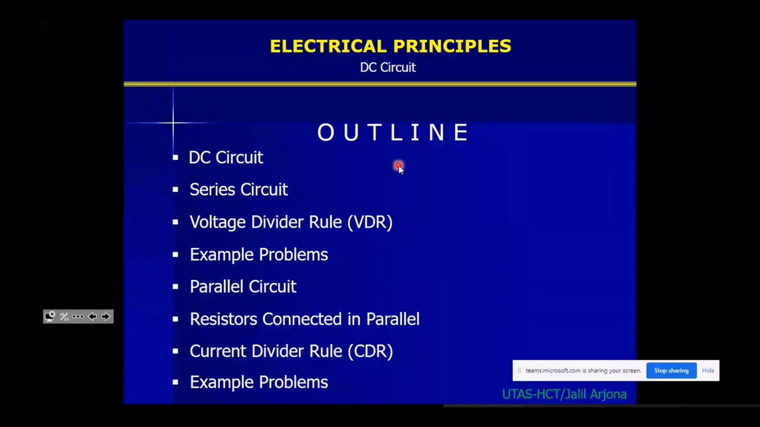In our next topic, it's about the DC circuit. So here are the outlines from DC circuit down to the problems I will give. All the problems I will solve them later on. So I will start with the DC circuit.